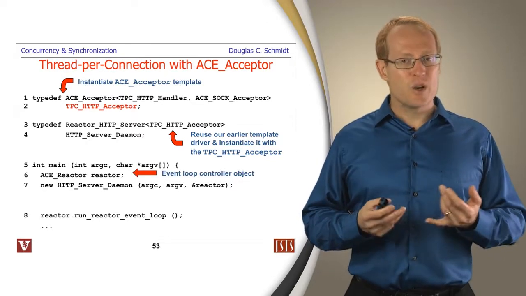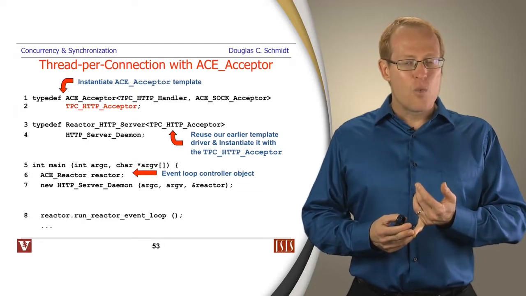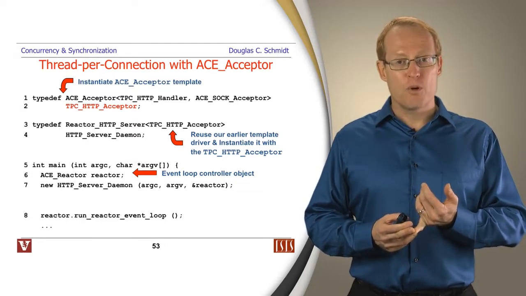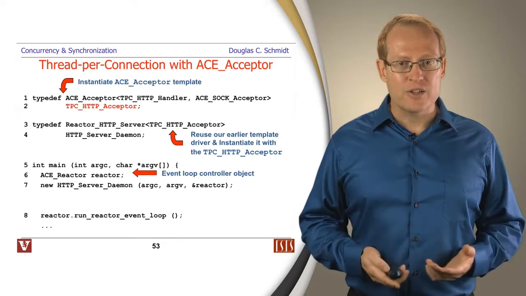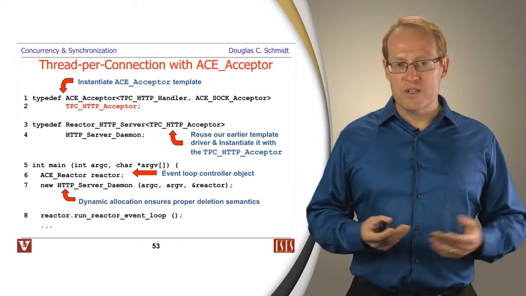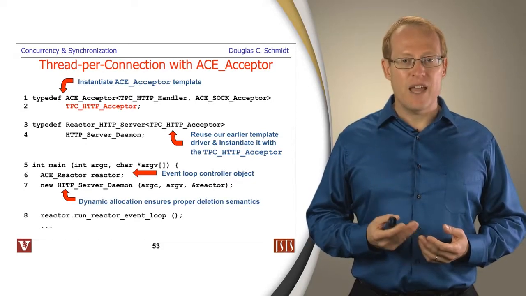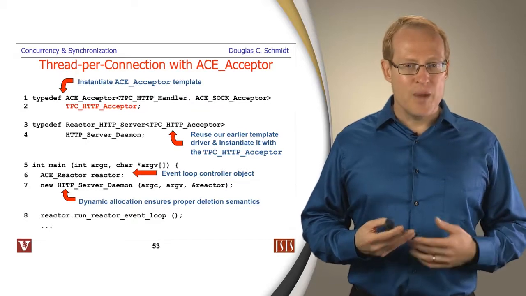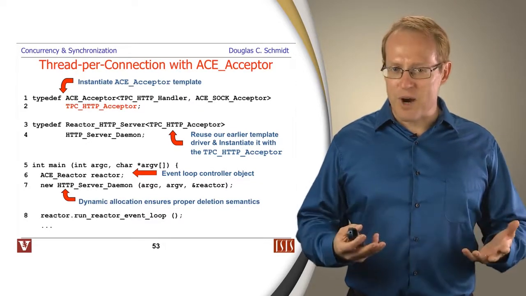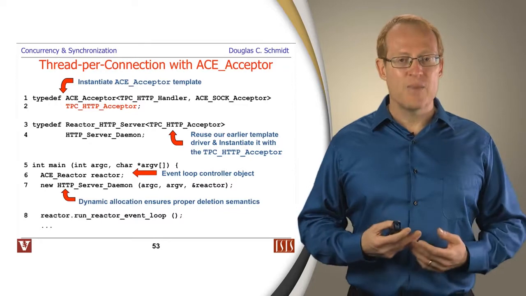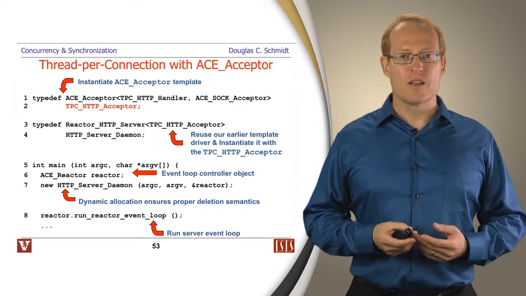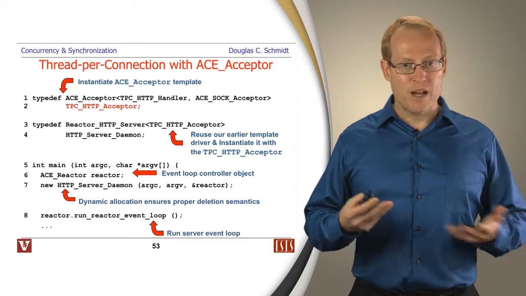And then using this, we create a main thread of control where, for the whole function, for the whole program, we make ourselves an ACE reactor. We go ahead and create an instance, dynamically allocated, of HTTP server daemon. We allocate this dynamically so that it gets cleaned up properly by the reactor when things shut down. And then we go ahead and run the reactor's event loop. And henceforth, everything is driven by callbacks.